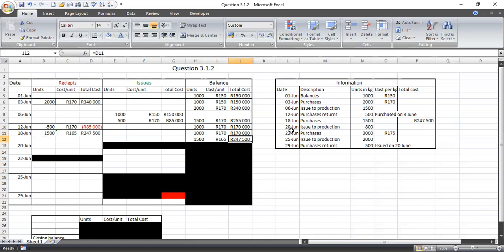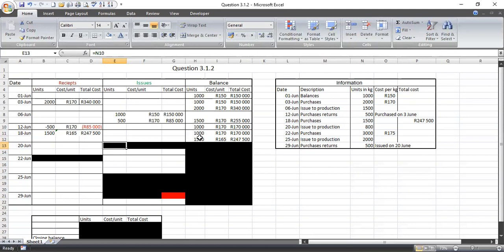which takes place on the 20th of June. On the 20th of June, we are told that we issued to production 800 units. So we go under the issues column and we enter. Oh, before we enter anything under the issues column, we have to first consult our balance and check if we have the 800 units that are requested to be issued.